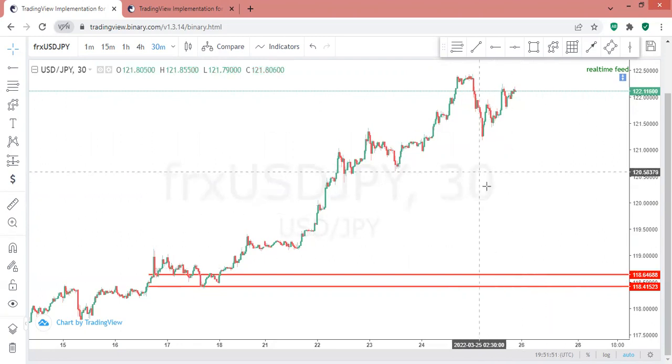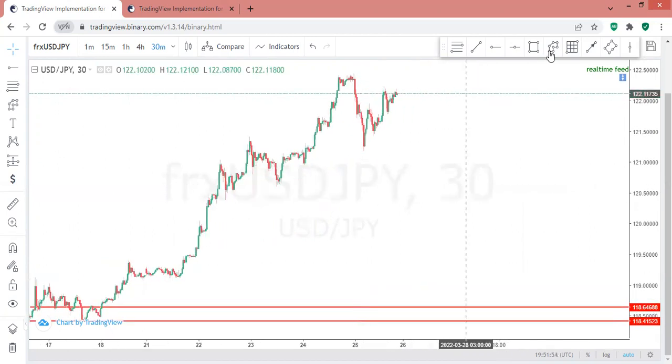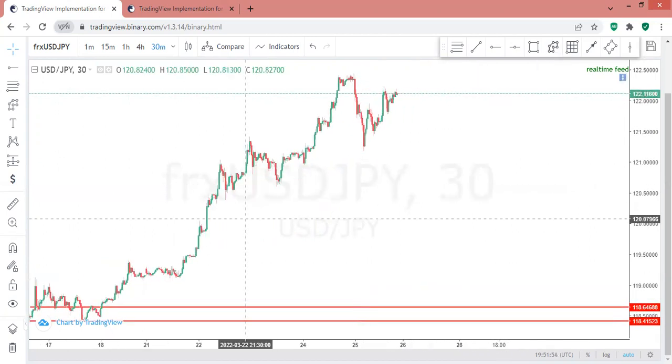So the first thing we do here is this 30 minutes time frame. Look at the price movement. Let me bring out my poly line.